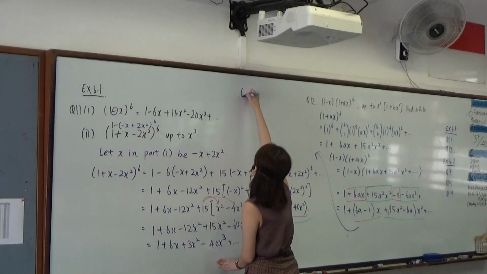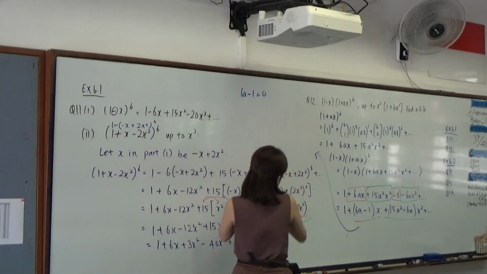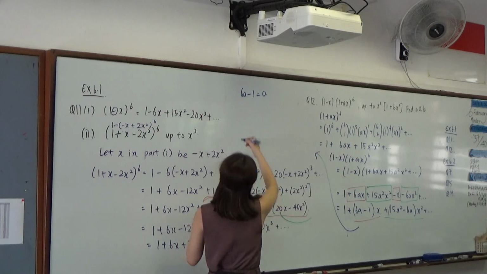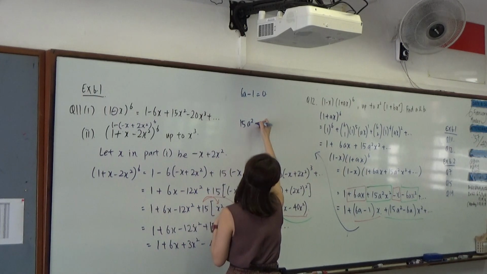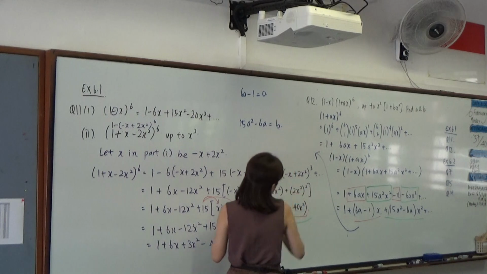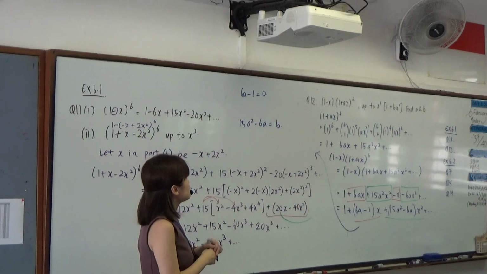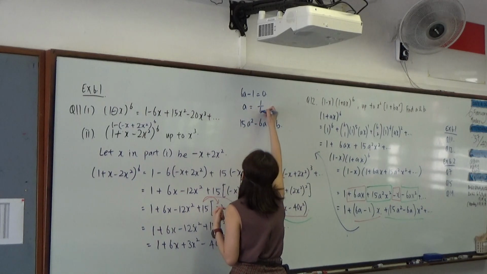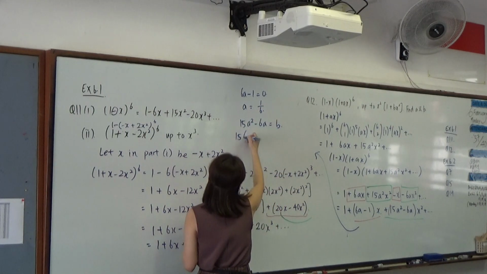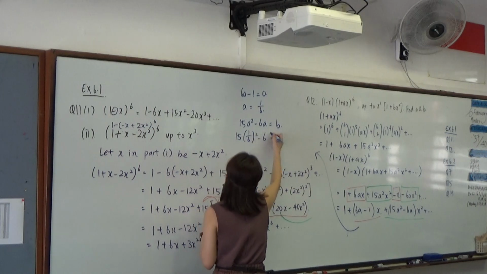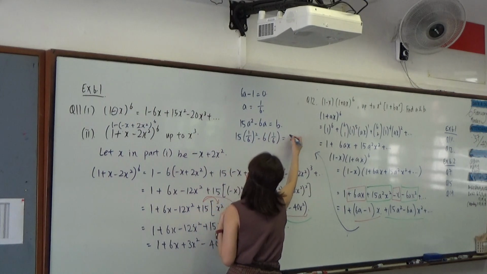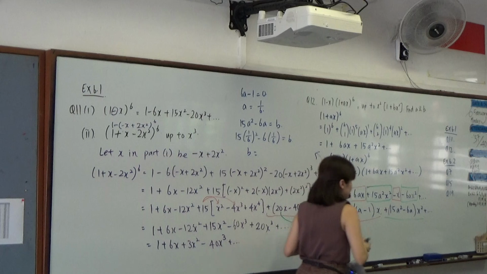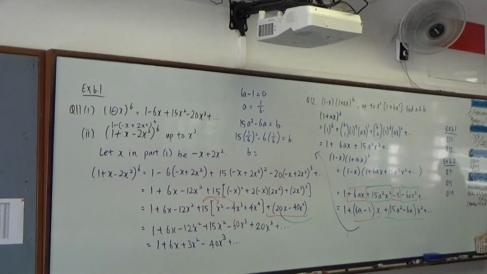Okay, so by comparison, 6a minus 1 is 0, and 15a squared minus 6a equals b. So 6a minus 1 equals 0 means a is equal to 1 over 6. I substitute all the a here with 1 over 6 to find that my value of b will have to be negative 7 over 12.